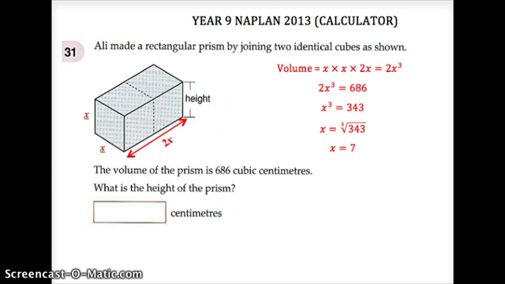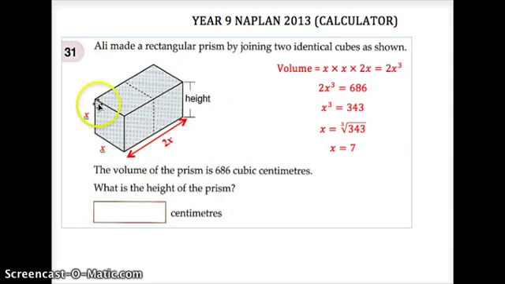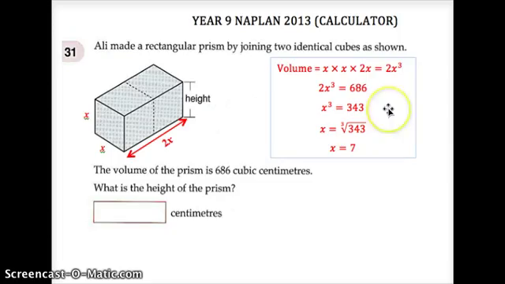Now, another method that you could use to do this is, well, if we know that the volume of this whole large rectangular prism is 686 cubic centimeters, then the volume of one of the cubes would be 343 centimeters cubed. So I'll just do that now.